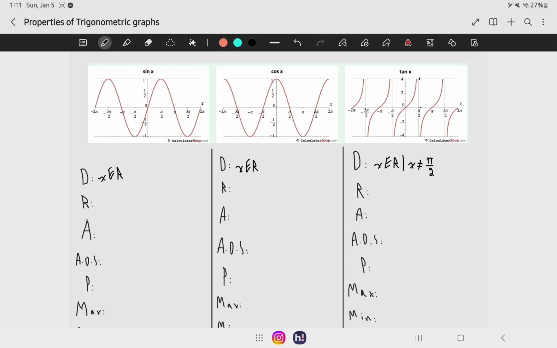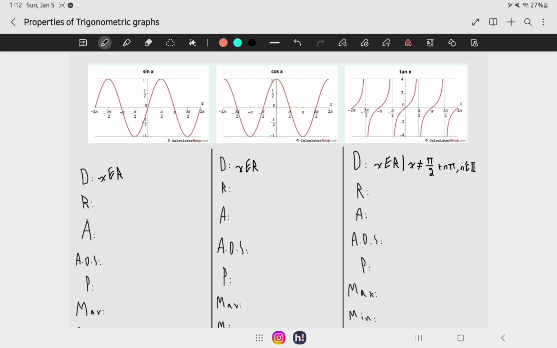So that covers this pi over 2, but it doesn't really cover all the other ones that are on the graph, and that will infinitely repeat. So you can use a math notation to help represent that. And the math notation you can use is to say that x cannot be pi over 2 plus n pi, or pi n, where n is an element of the integers.